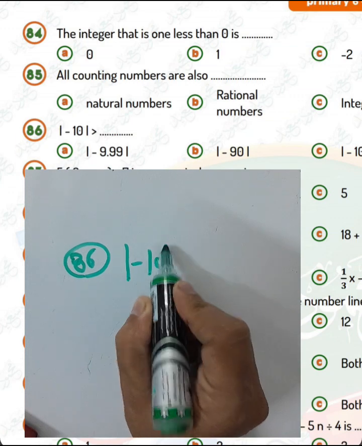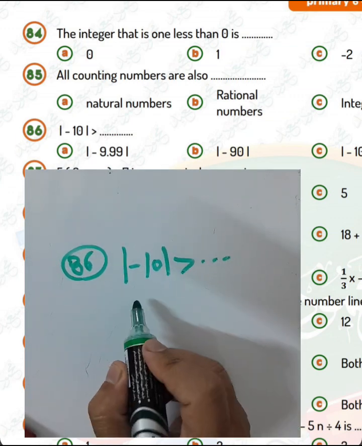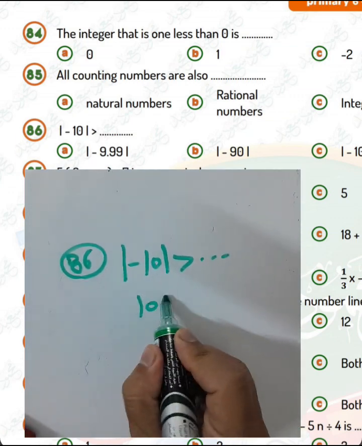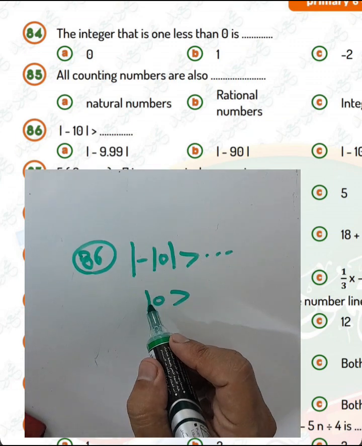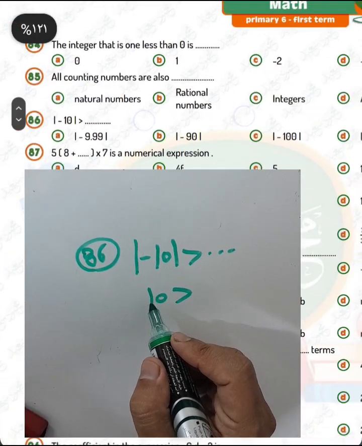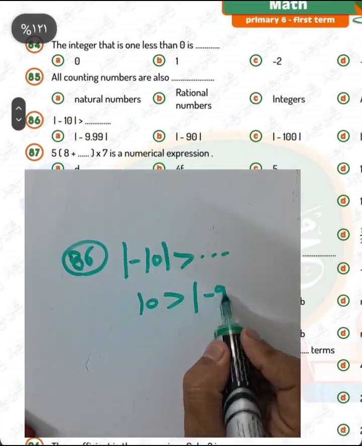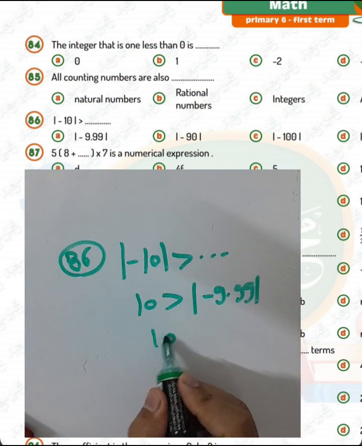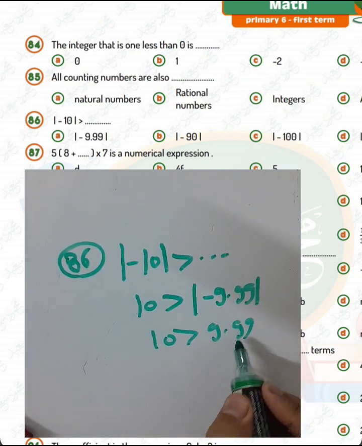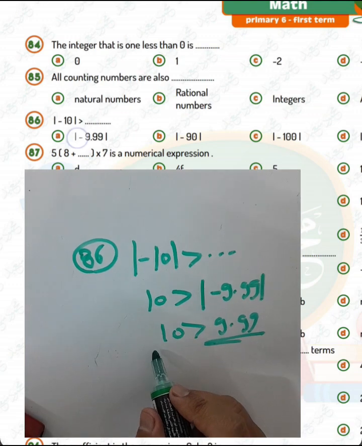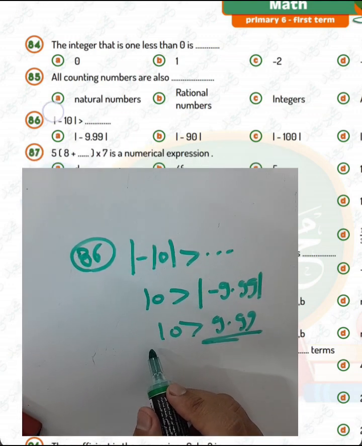Question 86. The absolute value of -10 will be 10, and 10 will be greater than the absolute value of -9.99, which is 9.99. Then 10 is greater than 9.99. Choose letter A.